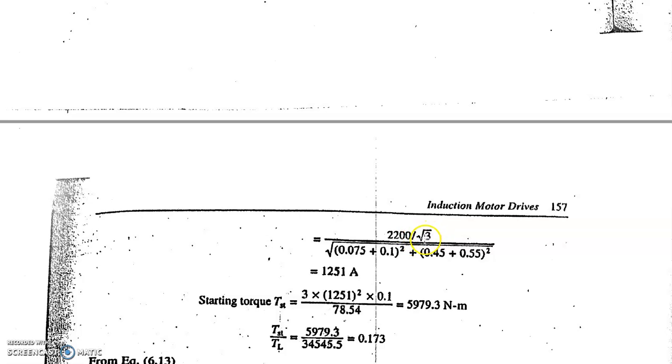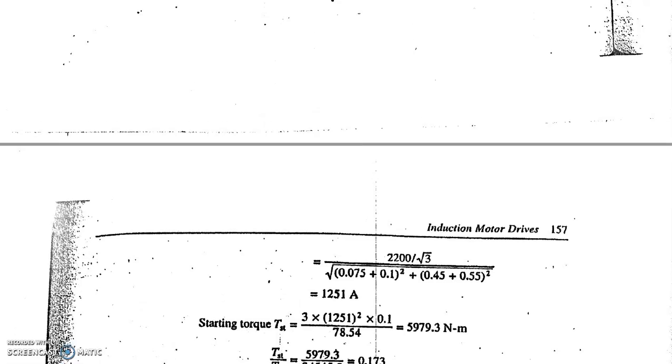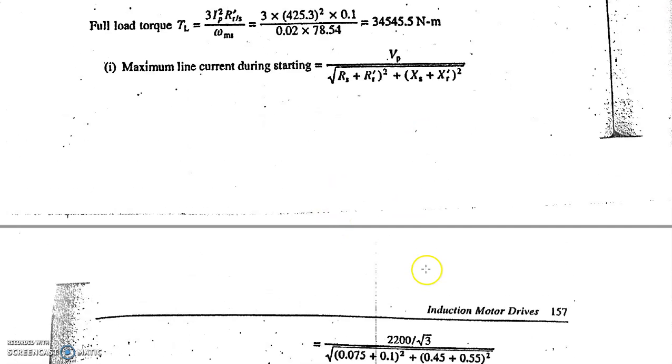2200 divided by root 3, because of the star delta switching. So this is divided by root 3, 0.075 plus 0.1, 0.45 plus 0.55 square, which is equal to 1251 ampere. So when we use the star delta method, this is the value. This is the star delta switching.